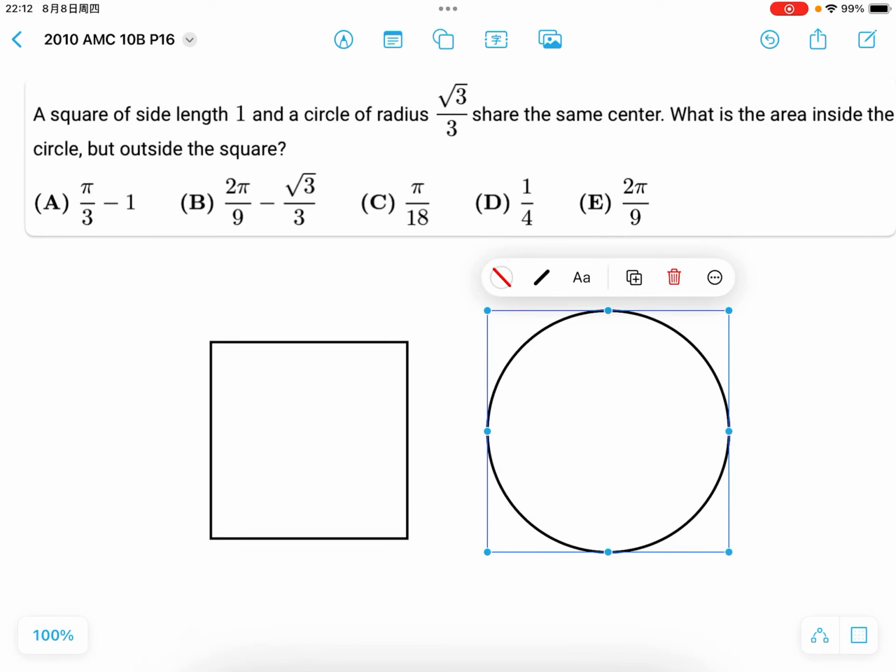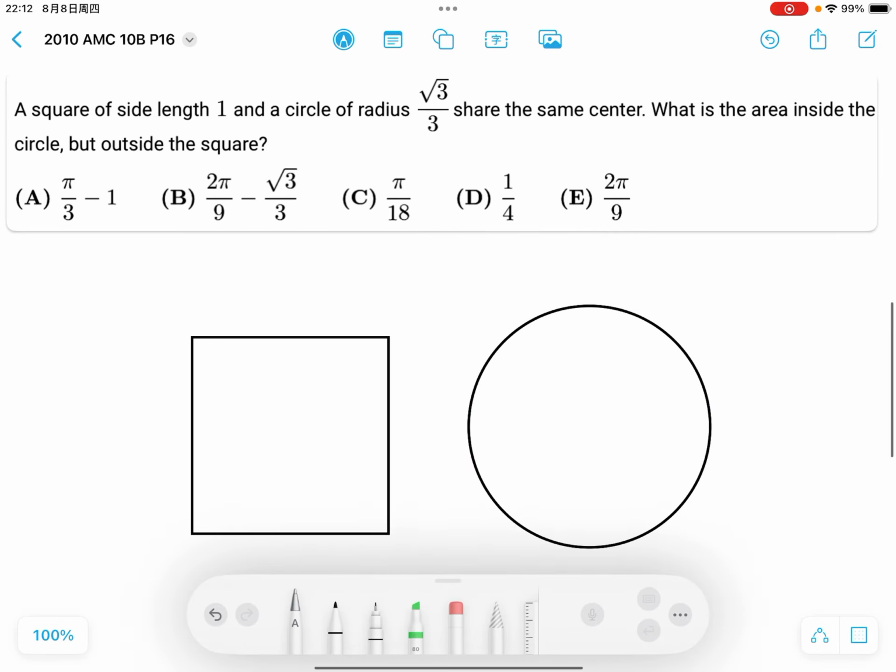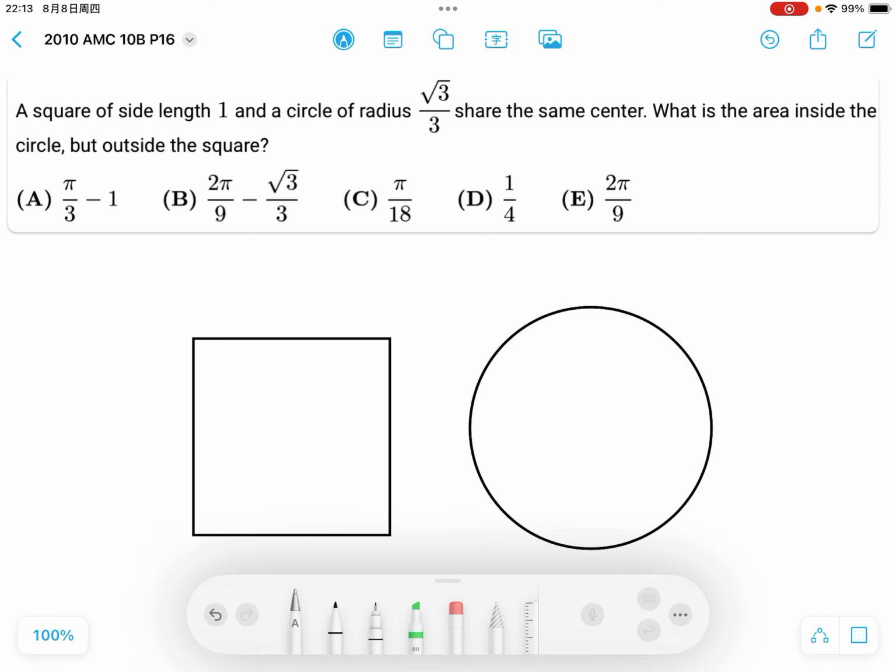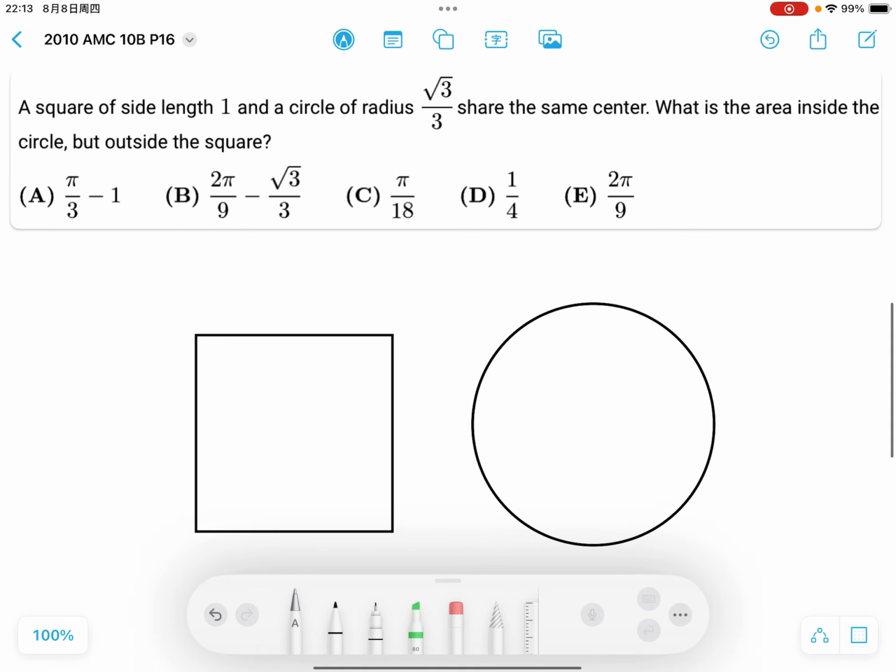So today's topic is about the 2010 AMC 10B problem 16. Basically, we have a square with side length 1 and a circle of radius root 3/3 that share the same center. What is the area inside the circle but outside the square?